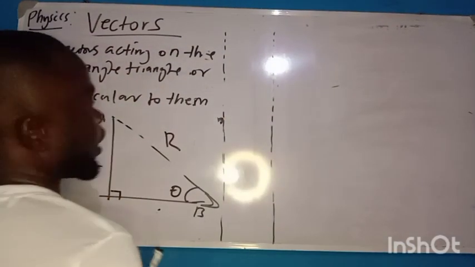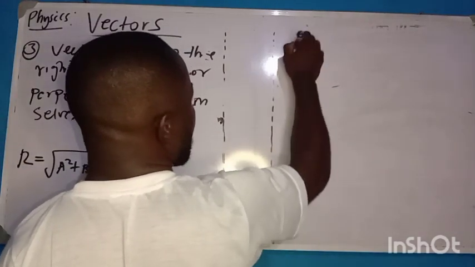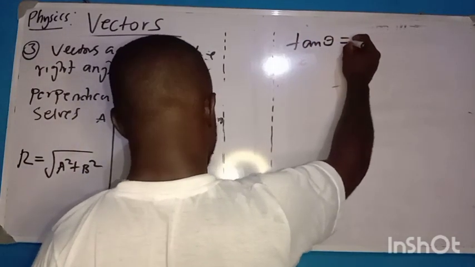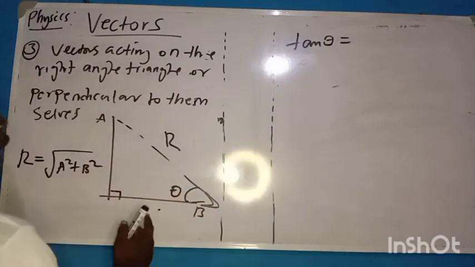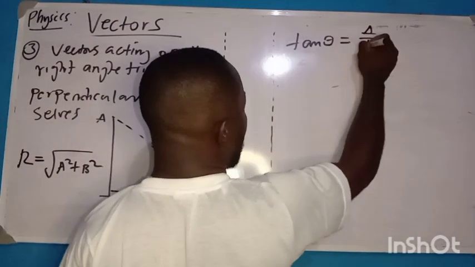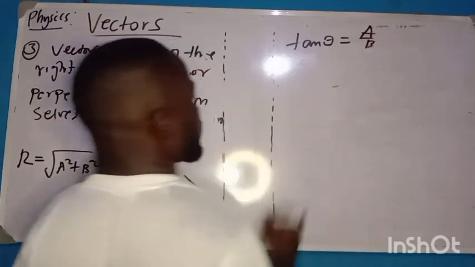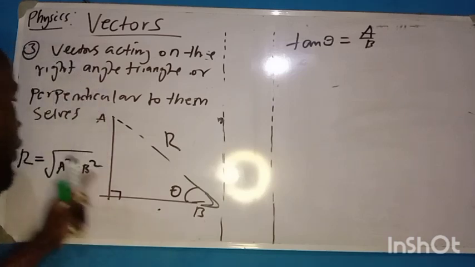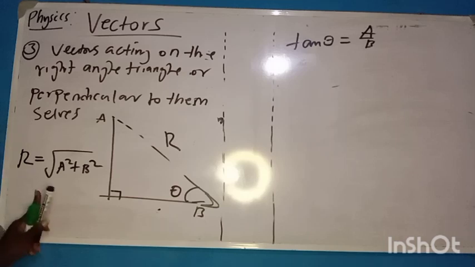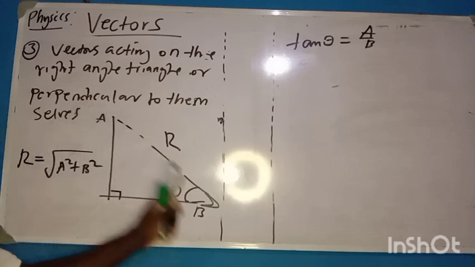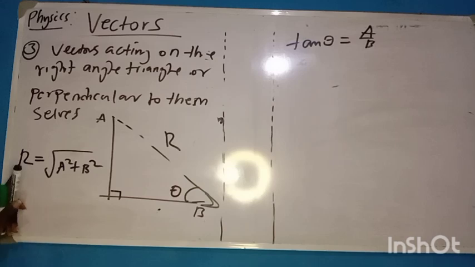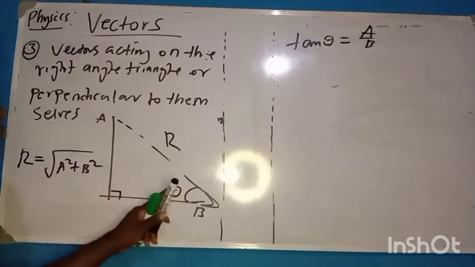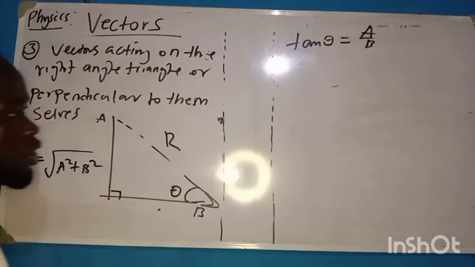So tan theta is going to be opposite over adjacent, that is A over B, right? That is going to be tan theta, while you can take the tan inverse to get the angles. So you see that when vectors are acting perpendicular to themselves, the resultant vector is gotten by using the Pythagoras theorem. I know that the resultant vector is on the hypotenuse side. We use the Pythagoras theorem to get it, while for the angle we just apply the trigonometric ratio.